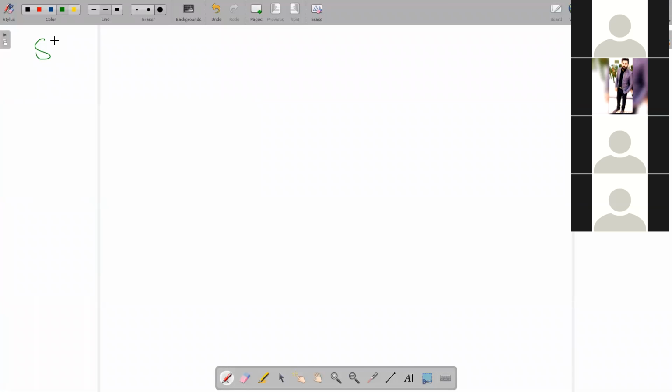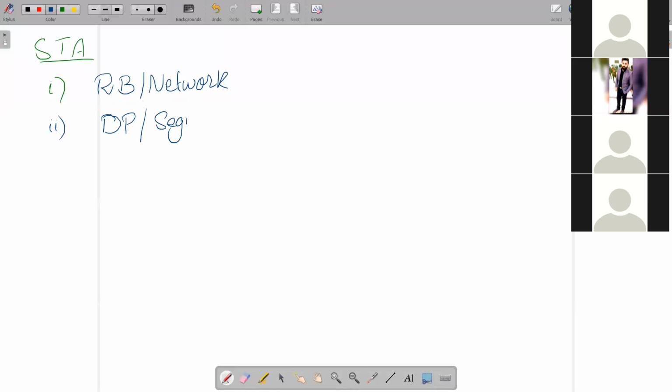So we are discussing STA, the spanning tree algorithm, and we have done the first step, which was that you need to select a root bridge per network. And the second step is really very important. If you understand this, you will get the STA. But if you don't understand the second step, you will be in trouble. So we need to figure out the designated port per segment.